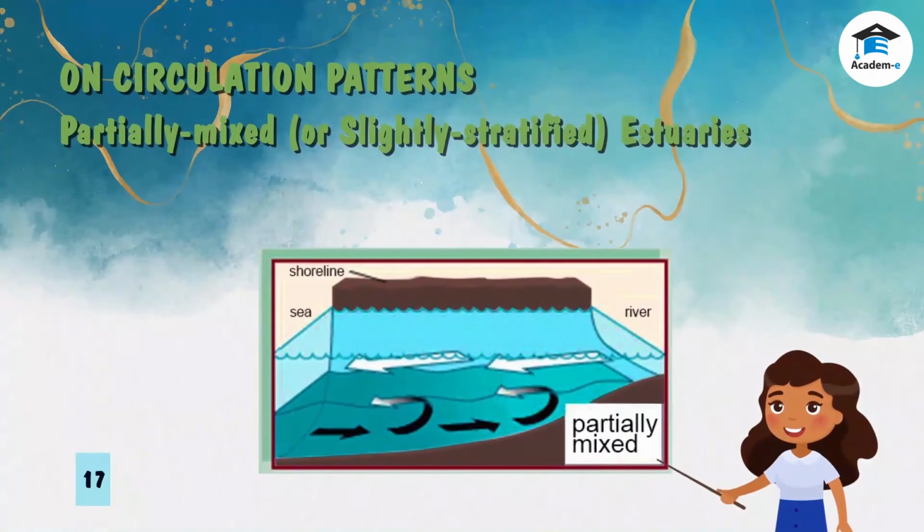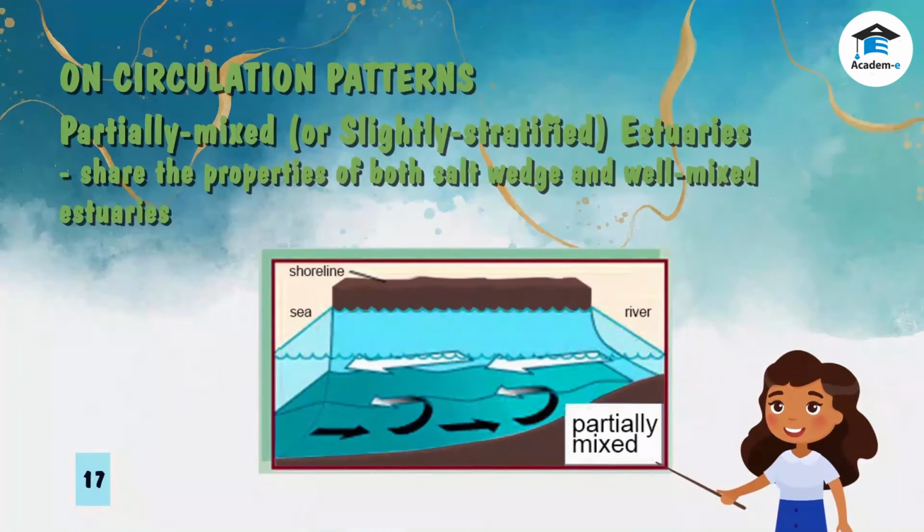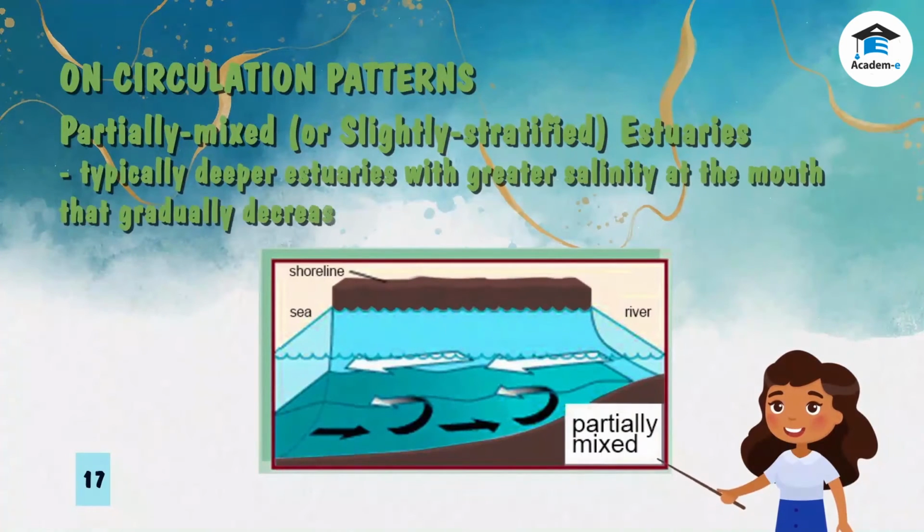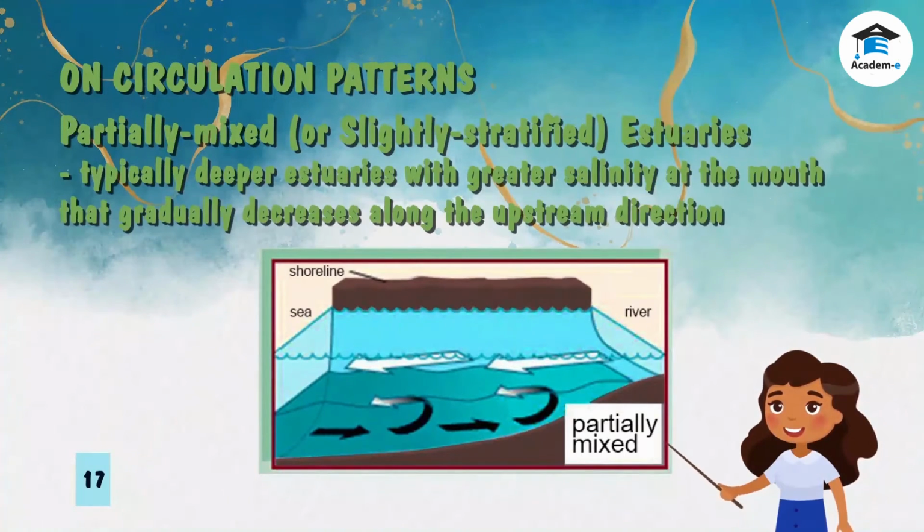Partially mixed, or slightly stratified, estuaries. Partially mixed estuaries share properties of both the salt wedge and well-mixed estuaries. These are typically deeper estuaries with greater salinity at the mouth that gradually decreases along the upstream direction.